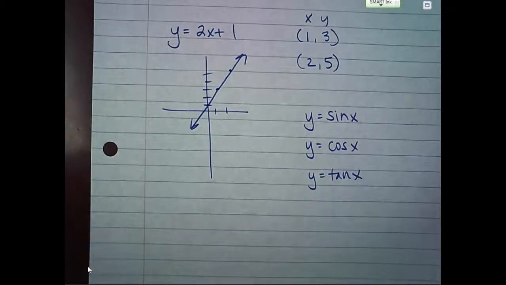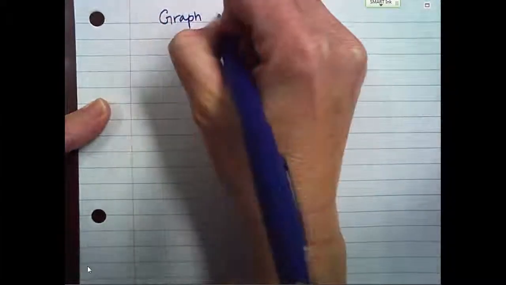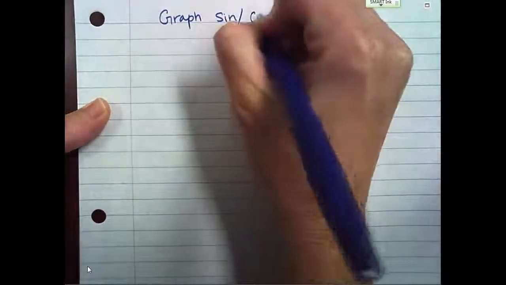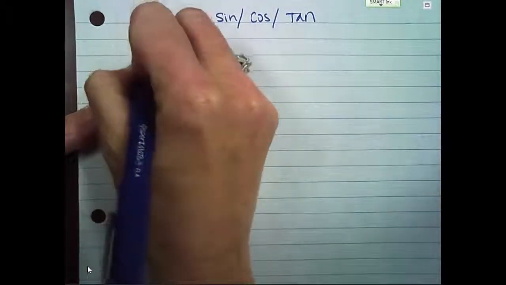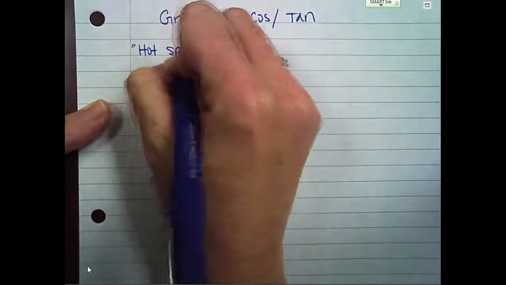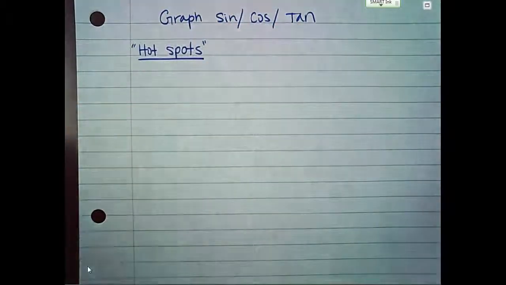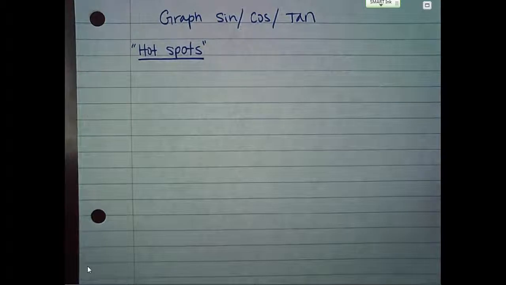So on your piece of paper, we're going to do the graphs of sine, cosine, and tangent. Right? And we're going to talk about what we call the hot spots first. So we eventually have to graph secant, cosecant. Tomorrow. Yep.